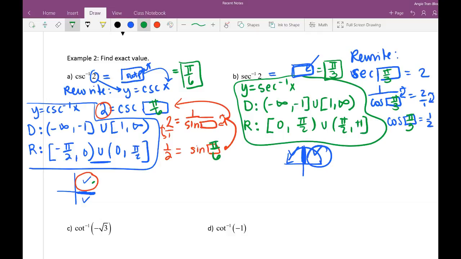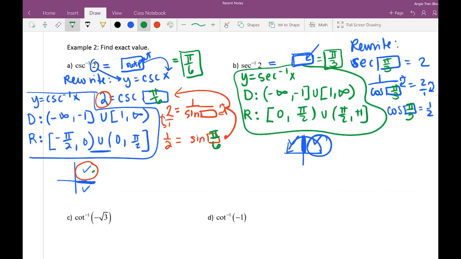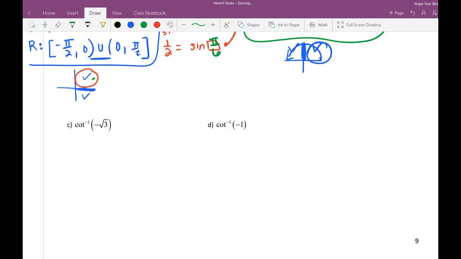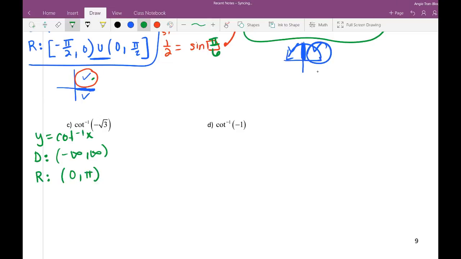Okay. Next one. C and D are both dealing with cotangent inverse. Are we ready to move up? So let's write out our equation. Y equals cotangent inverse of x. So from class, can you tell me what the domain is? Did you say all reals? Then you are right. How about the range? What is the range? Did you say non-inclusive 0 to pi?